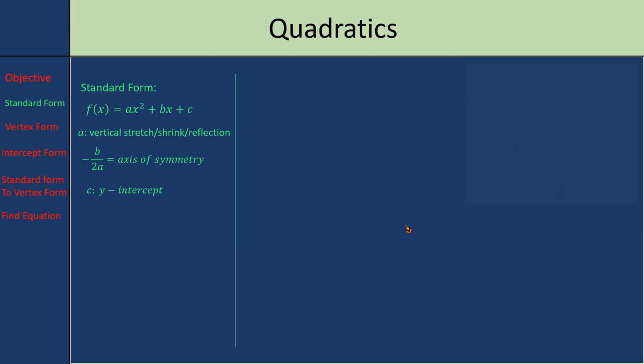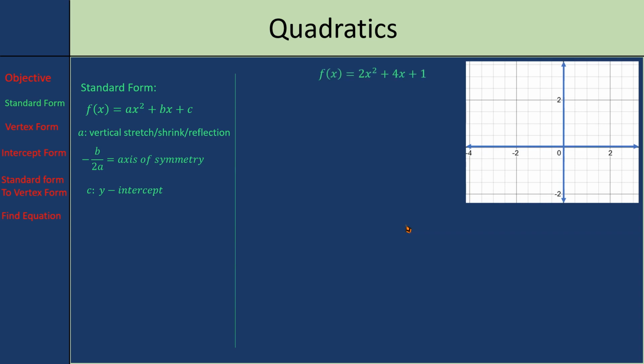So let's look at an example. I have f of x is equal to 2x squared plus 4x plus 1. And I know I might be going fast. So when you're watching these videos, you should pause and take notes. Okay, guys, actually take notes so you can look back at them. And so here I have a standard form.